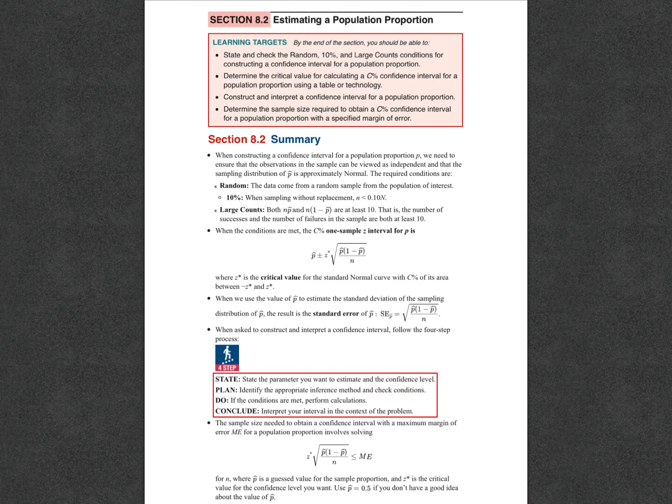And then check the conditions. For us, for 8.2, when you're constructing a confidence interval for a population proportion, these are the 3 conditions that you have to check to make sure they are met, and that's all in the plan section. Do: if the conditions are met, we'll perform our actual calculations, and that'll be in the calculator, and then we'll interpret our results. Okay, and then that's interpreting the confidence interval.